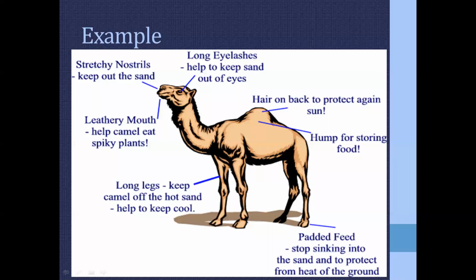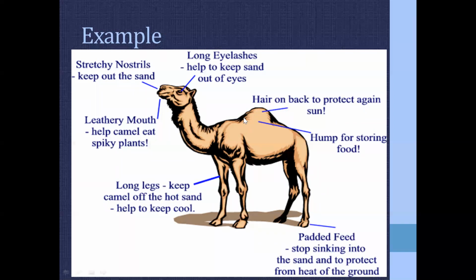So I hope now you are understanding how the same body parts become the adaptations for the animals. Then there is hair on the back. Sometimes they have hair on the back which protects them against the sun, because again they have to live in the harsh climate of the desert, so this hair protects it from the sun.